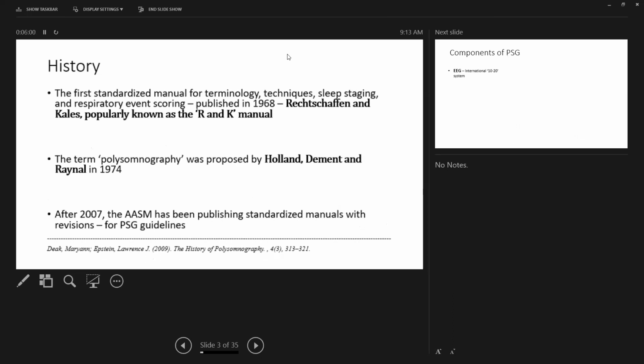Obviously, when you have such a subject called polysomnography, you need to have a manual for standard guidelines. The first manual, popularly known as the R&K manual, the Rechtschaffen and Kales manual, was designed in 1968. The term polysomnography had been coined by Jerome Holland, William Dement, and Rennal in 1974. Recently, after the turn of the century, in 2007, the American Academy of Sleep Medicine has taken over and has been publishing standardized manuals. I think the second manual has been created till now for the PSG guidelines.